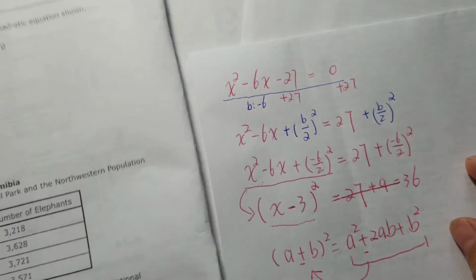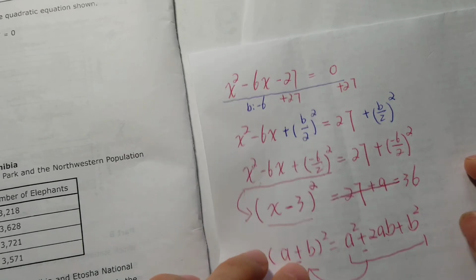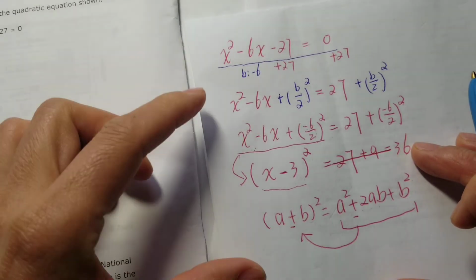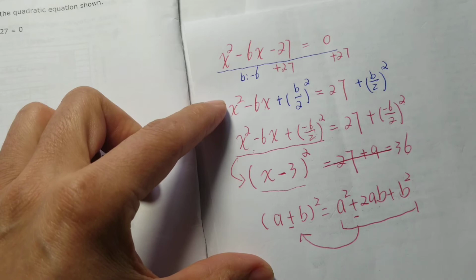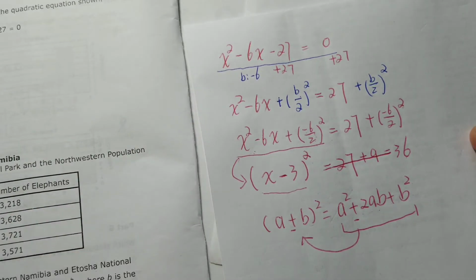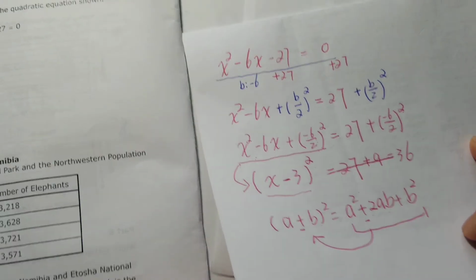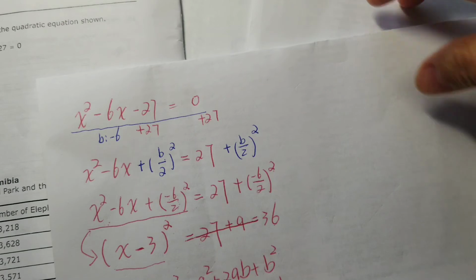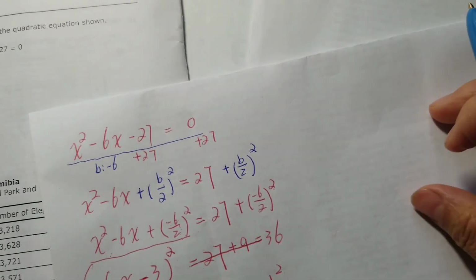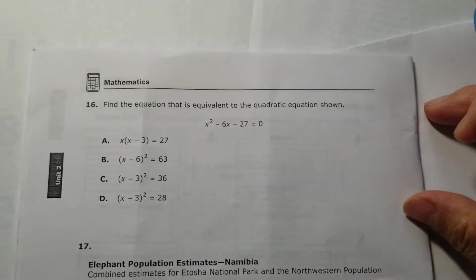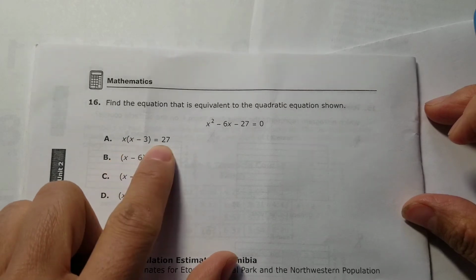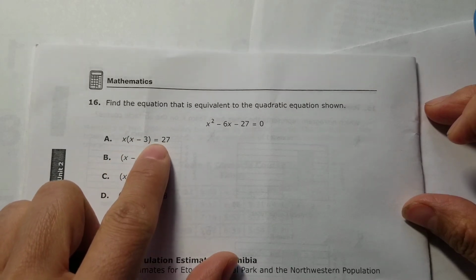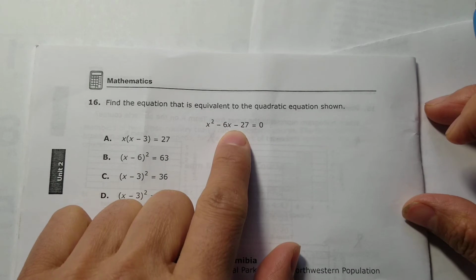For some students, if you got a little confused about using completing the square, you can say, well, I forgot it, or I'm not very sure how you got there. I have another way for you to do it. You can use going backward. I'm going to multiply everything out here to see if this one matches the given equation.